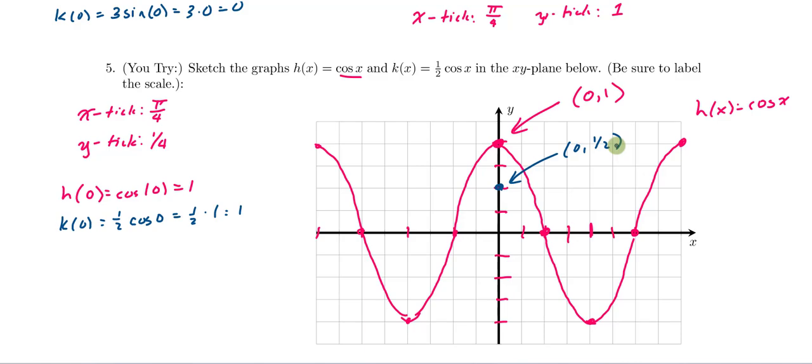And I'll let you finish sketching this graph out, giving you the hint that it's going to be the original graph shrunk on the vertical axis by a factor of 1/2. So pause the video and give that a shot.